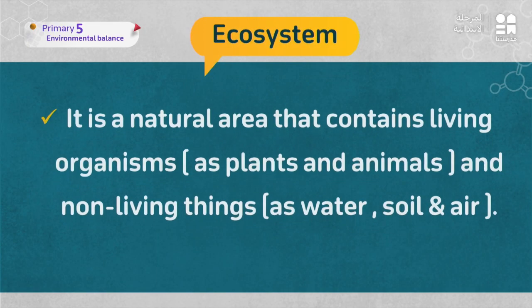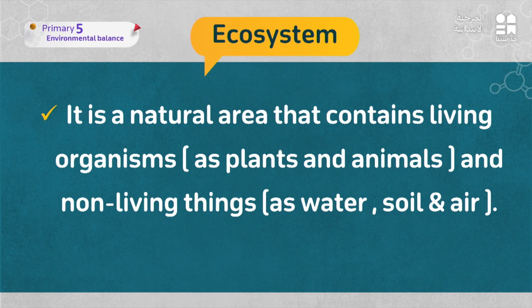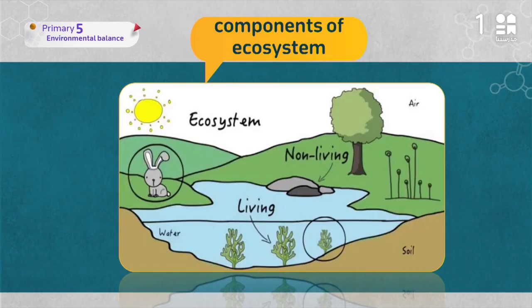يبقى دلوقتي what is the definition of the ecosystem? The ecosystem is a natural area that contains living organisms such as plants and animals and non-living things such as water, soil, and air. يبقى فهمنا يعني إيه ecosystem؟ Natural area فيها living organisms and non-living things. Okay, now the components of ecosystem also we know well, living organisms and non-living things, زي ما واضح هنا in the picture.